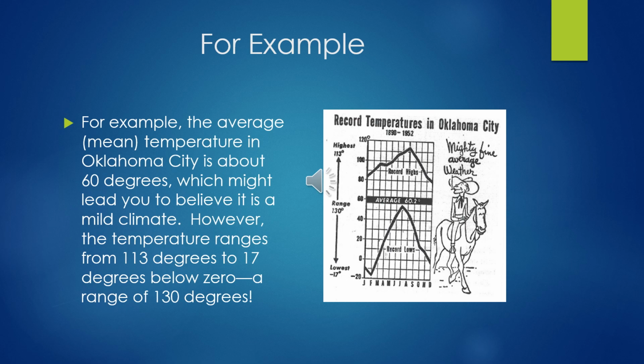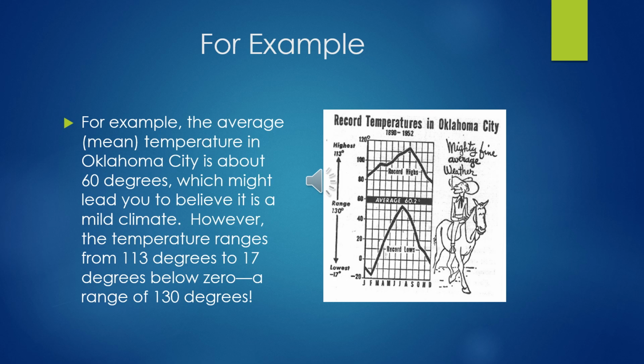So let's say that you're looking for a place to live that has a mild climate, and you learn that Oklahoma City has a mean temperature of 60 degrees. So the average in terms of the mean is 60 degrees. And you might think, wow, 60 is pretty nice. That seems pretty mild. I might want to live in Oklahoma City.